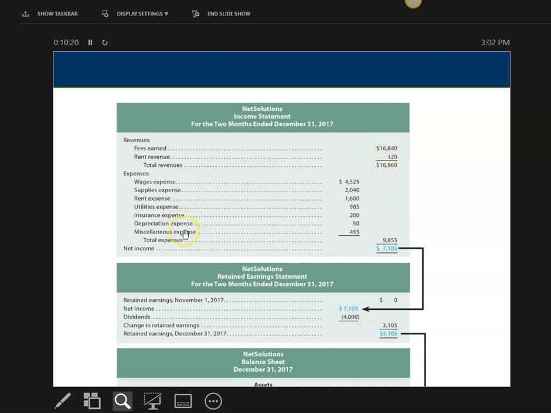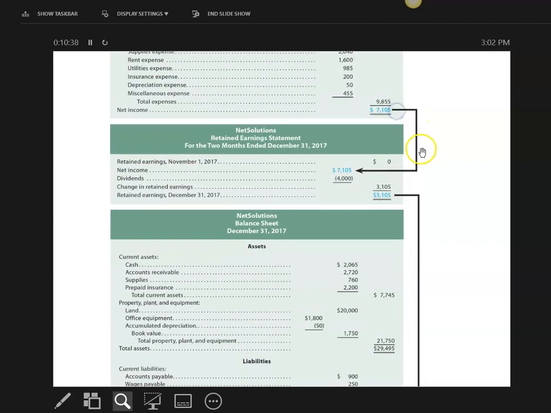Here are all my expenses. They're always listed highest to lowest, miscellaneous last. I add up my expenses, which equal my total expenses, and subtract from my revenue. So my net income is $71.05. This number goes into the next statement. By the way, guys, these financials we learned about in chapter 1.